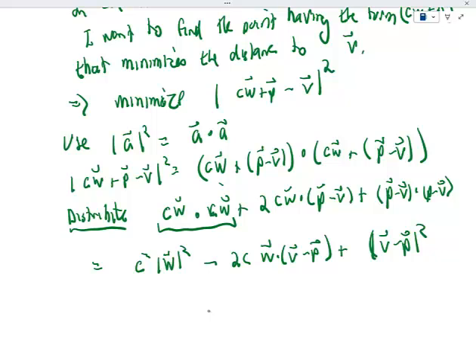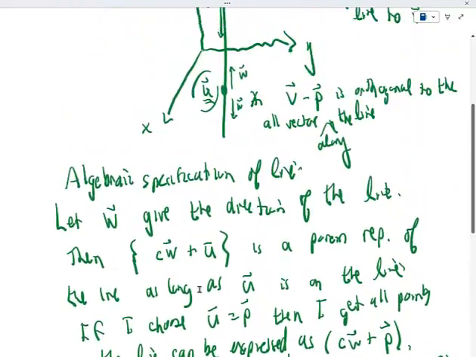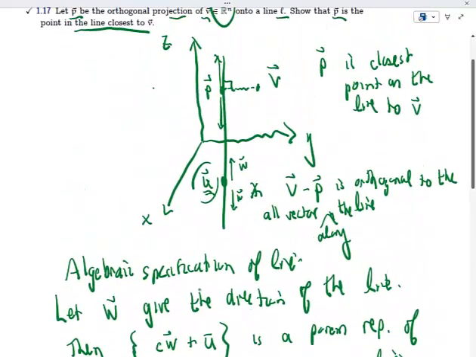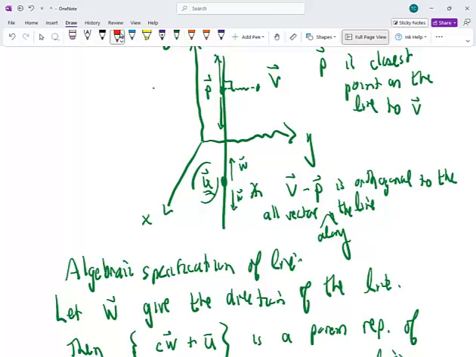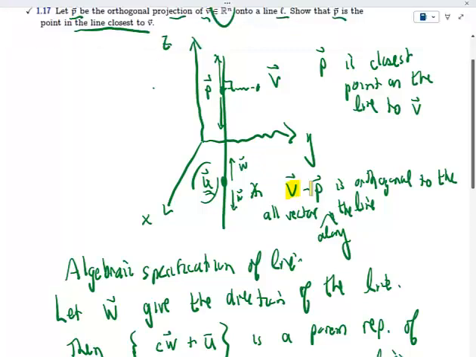Okay. All right, now what about this here? This is actually equal to 0. Okay? Because P is the projection, right? The point is that V minus P, if you look at this vector here, is what I said here, right? That's exactly what I said here. Let me highlight it. V minus P is orthogonal to all vectors in the line.